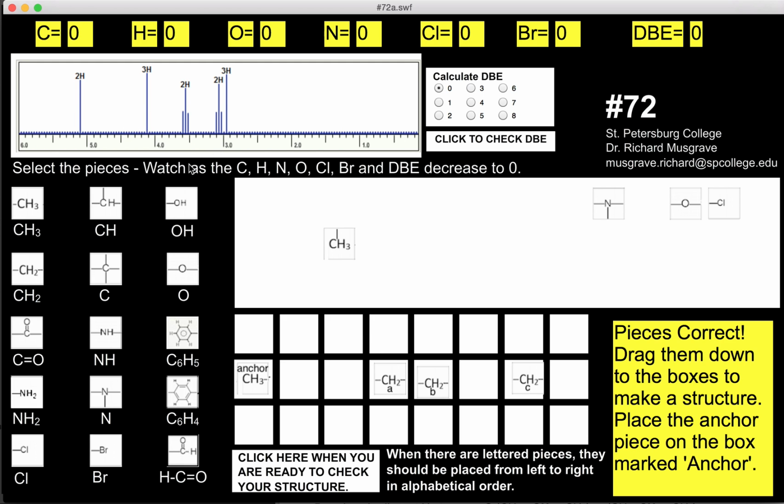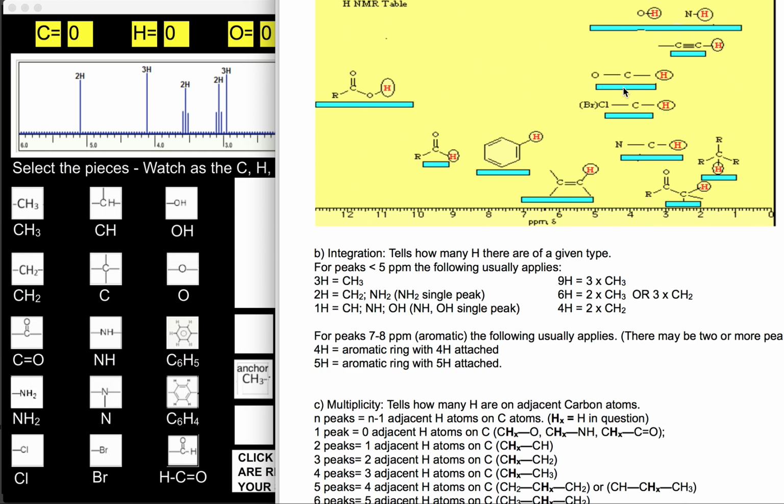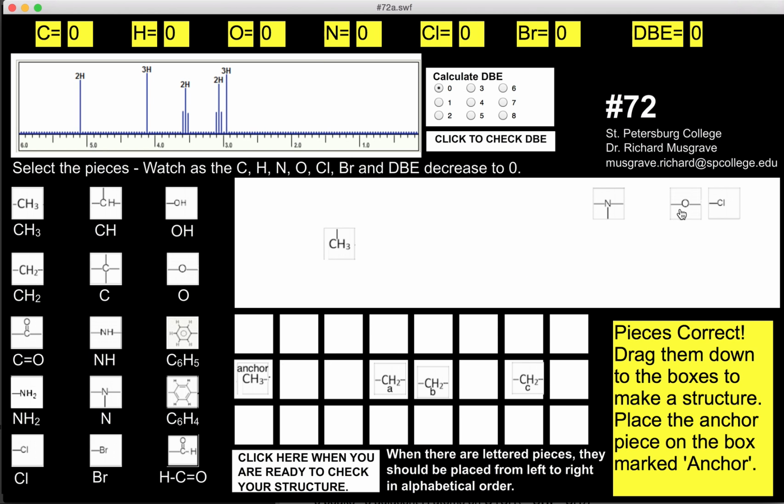Now looking at some of the shifts here, we can get some clues as to what these things might be connected to. Now I can see that we have a CH3 that's at around 4 ppm. According to my correlation chart, a CH3 at around 4 ppm is probably connected to an oxygen. So I'm going to go ahead and connect the CH3 down here to an O. Now we have also a nitrogen and a chlorine and another CH3 to put into the mix here.